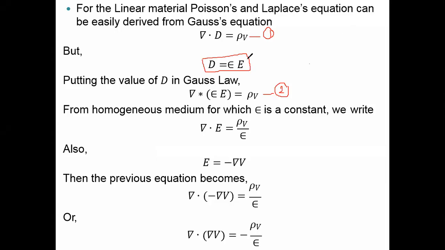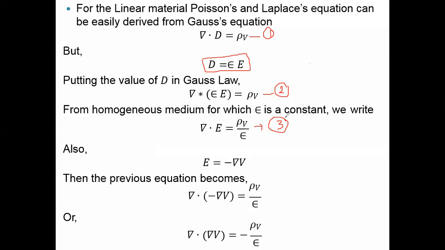So if I put this equation, the value of D here, then I will get del dot epsilon E is equal to rho v. And then of course, epsilon is a constant, so I can write del dot E is equal to rho v upon epsilon. This is also the form of Gauss law. This also we have discussed.